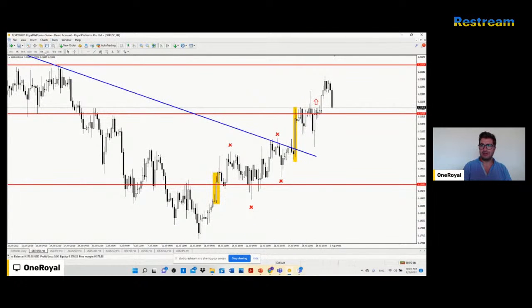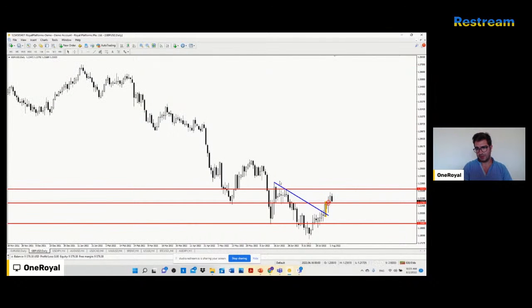Regarding the GBP/USD, we have a change also in direction. You can see it here. The market was in a clear downward movement on the higher time frame. We have a break of the structure. The bearish trend line, the blue one, was broken, so we have a breakout, a move to the upside. As you can see, the market closed above the 1.21.